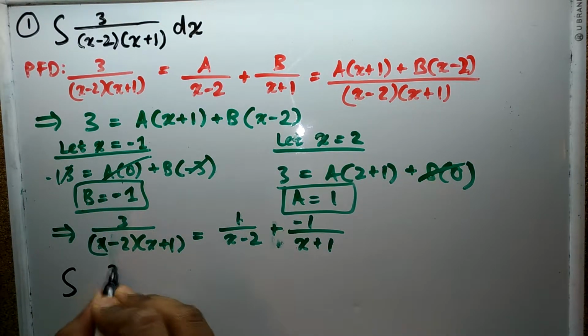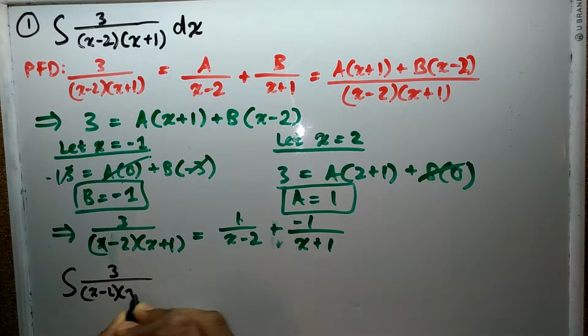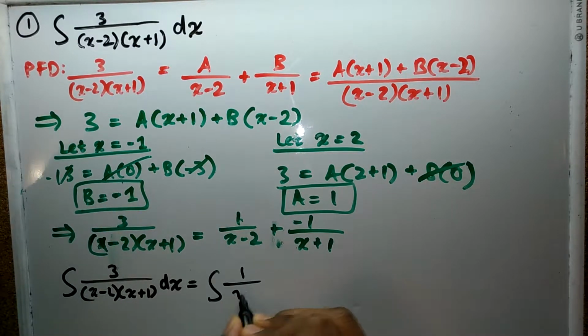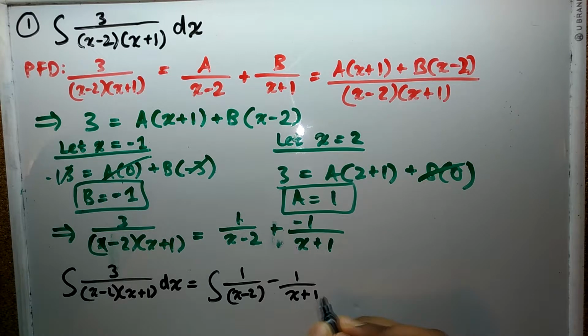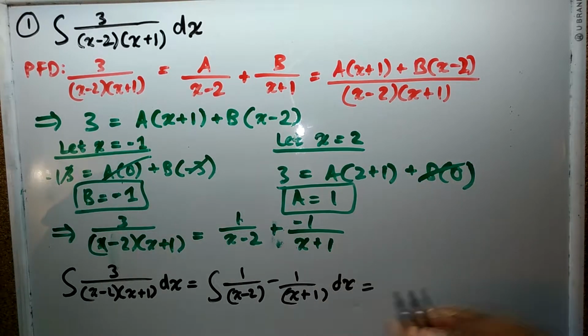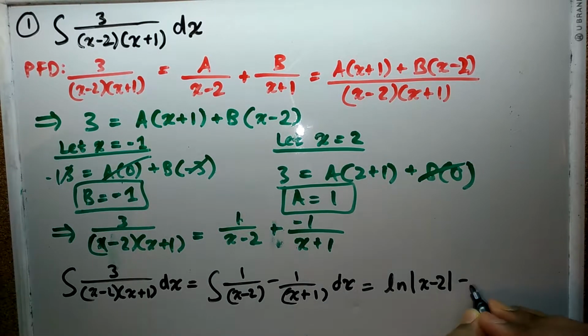And solving this integral is pretty simple. It looks like it's going to be a bunch of ln terms. So it's just going to be ln x minus 2 minus ln x plus 1.